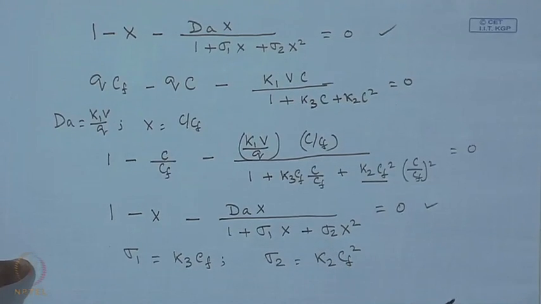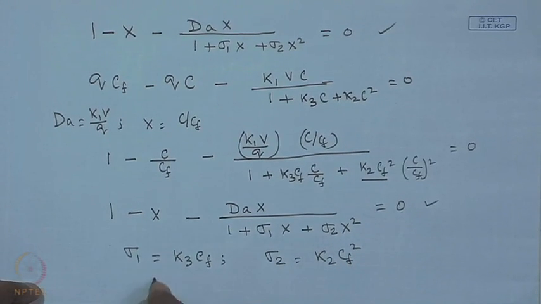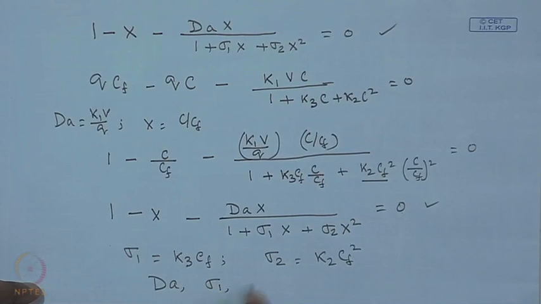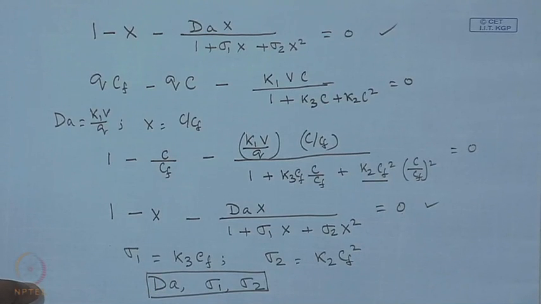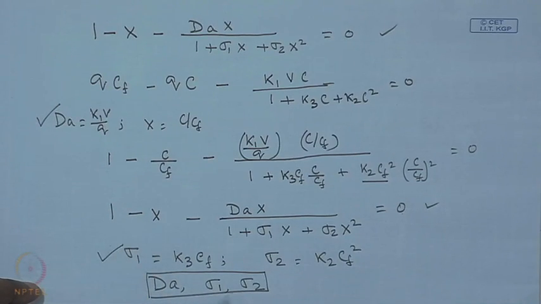Therefore, we have 3 parameters in this system, Da, sigma 1 and sigma 2. All of them are non-dimensional and their definitions are: the Damkohler number is K1 V by Q, sigma 1 is K3 times CF and sigma 2 is K2 times CF square. We are looking for a relationship between these 3 parameters Da, sigma 1 and sigma 2, so that there will be existence of a unique steady state to this particular problem.